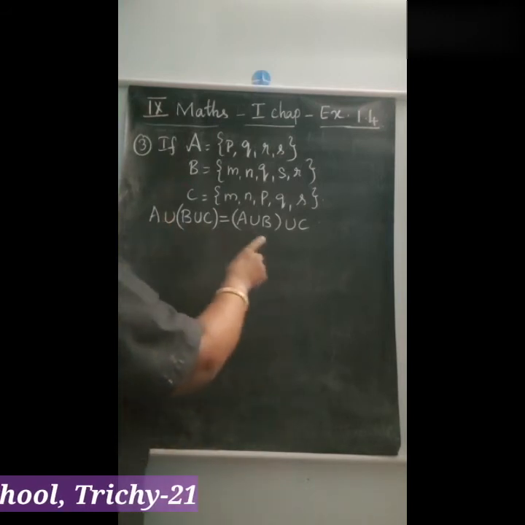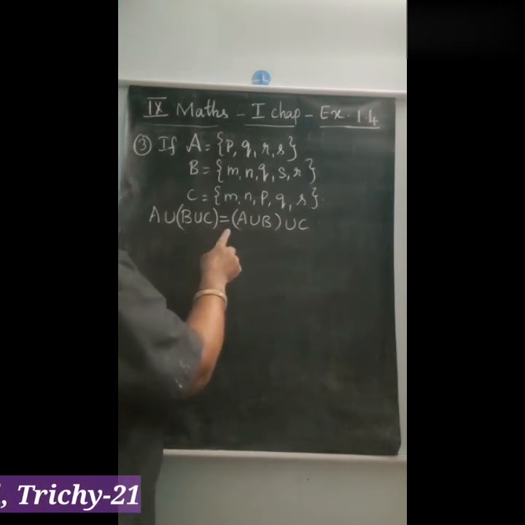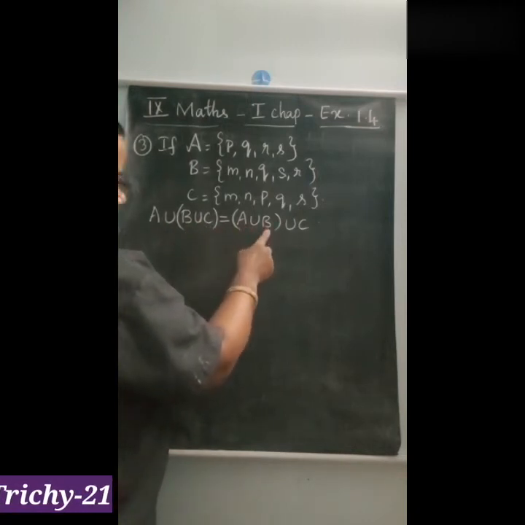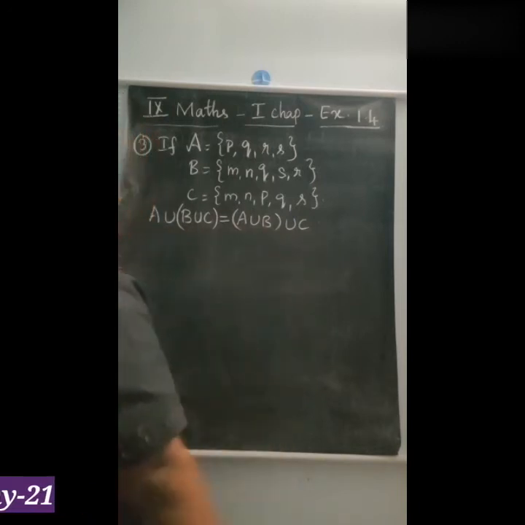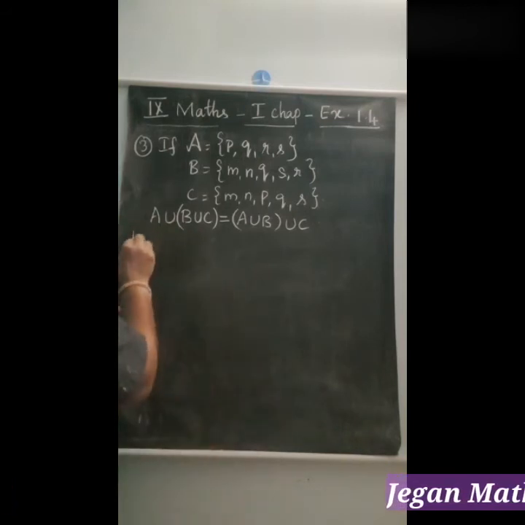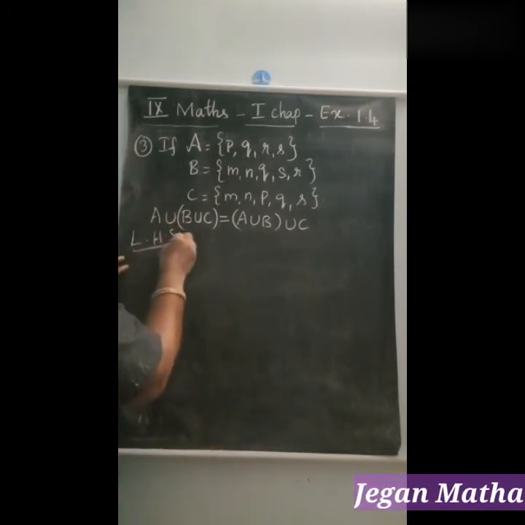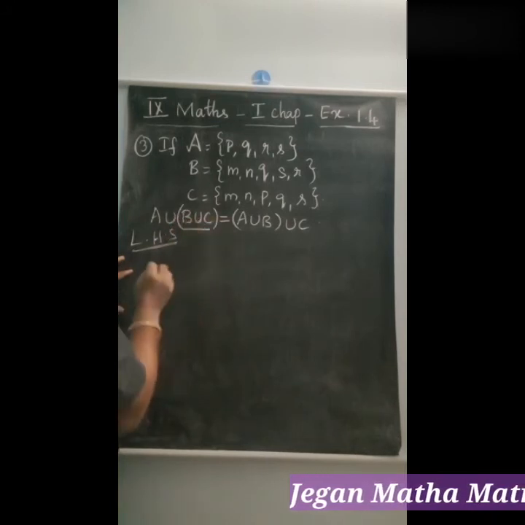So what is the associative property of union of set? A union (B union C) is equal to (A union B) union C. This is the associative property of union of set. So let us see. First LHS, you have to take LHS. Always you have to take the first bracket value only.